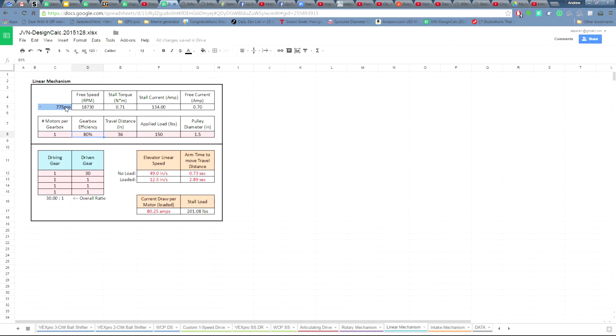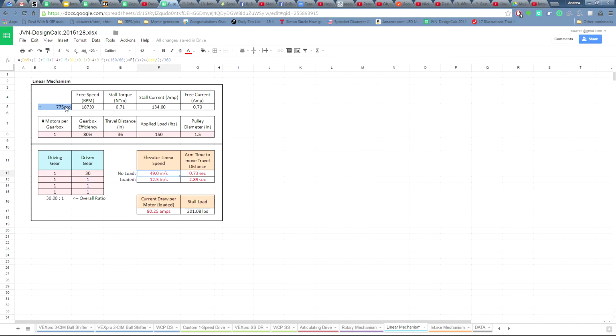Typical, choose your motor. And we have motors per gearbox, efficiency, travel distance, say it's 3 feet. Applied load. Okay, why did I do this? Oh, this is for a climbing mechanism I made for this year's game. Or I designed one. Never ended up making it. But yeah, climbing mechanisms work as linear mechanisms because you're turning rotational momentum into linear momentum.